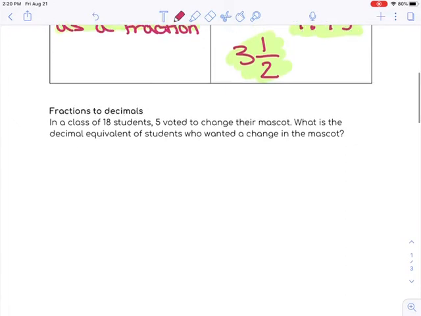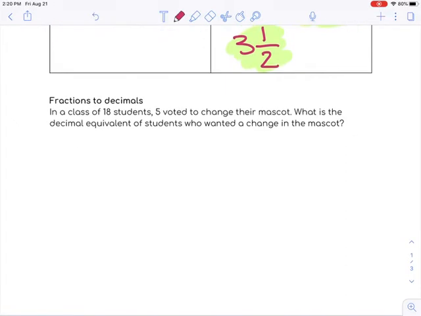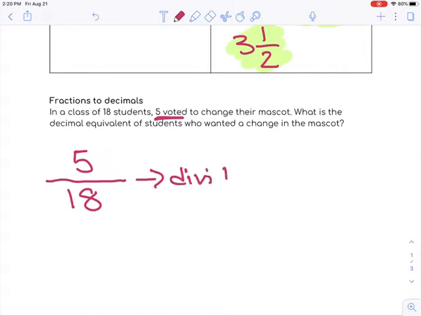So in a class of 18 students, 5 voted to change their mascot. What is the decimal equivalent of students who wanted a change in the mascot? So first we need to write this as a fraction. So total, we have how many students? We have 18. So that's going to be our denominator because it's out of 18 students. And then 5 wanted to change the mascot. So we're going to say 5 out of 18 students wanted to change their mascot. Now to turn this into a decimal, we need to divide.